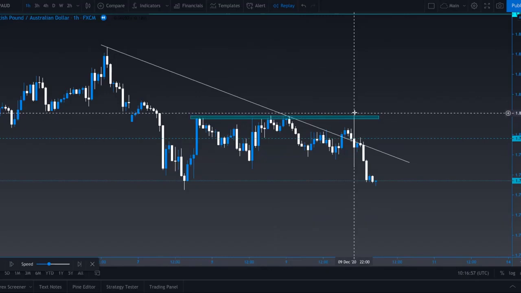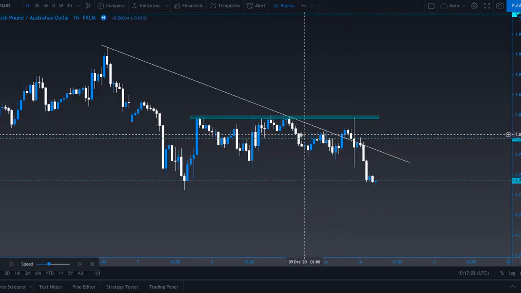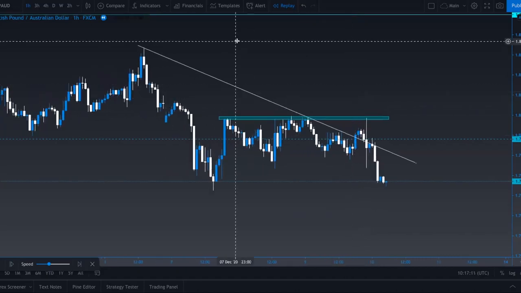To be honest, I did expect that we would take out this high and have our kind of liquidity grab, but we didn't actually do that. We had this break back below. We had this wick where we stopped out a lot of people here and here. And then this is where we look to get involved.